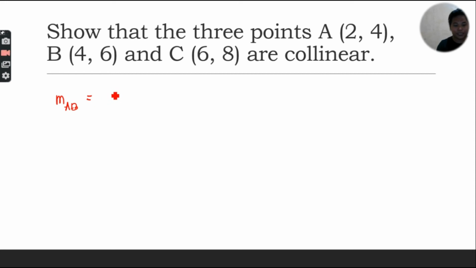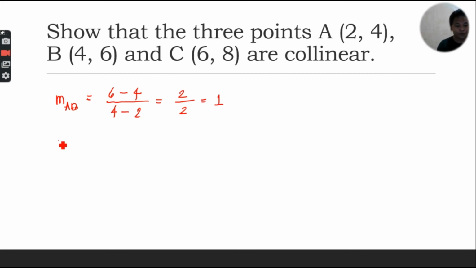So y sub 2 is 6 for point B, minus y sub 1, which is 4 for point A, over x sub 2 is 4 for point B, minus x sub 1, 2. So we have 6 minus 4 is 2, 4 minus 2 is 2. So the slope is 1.